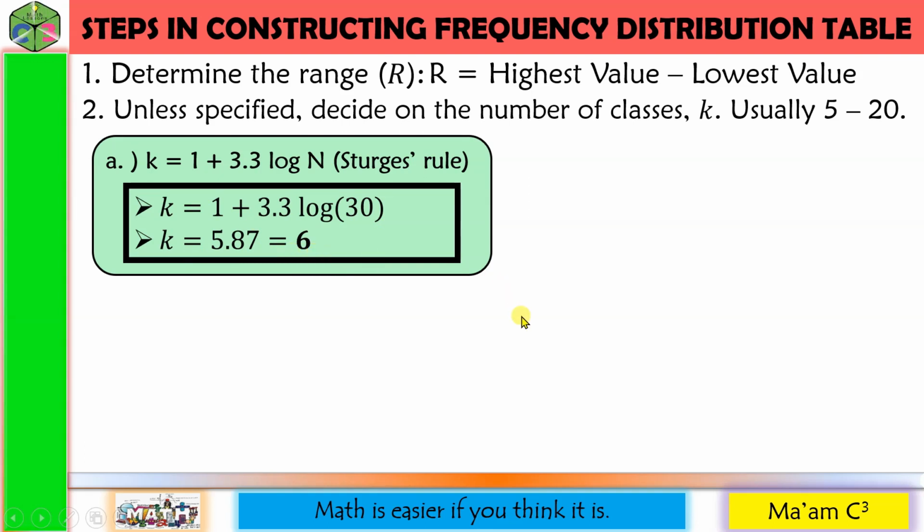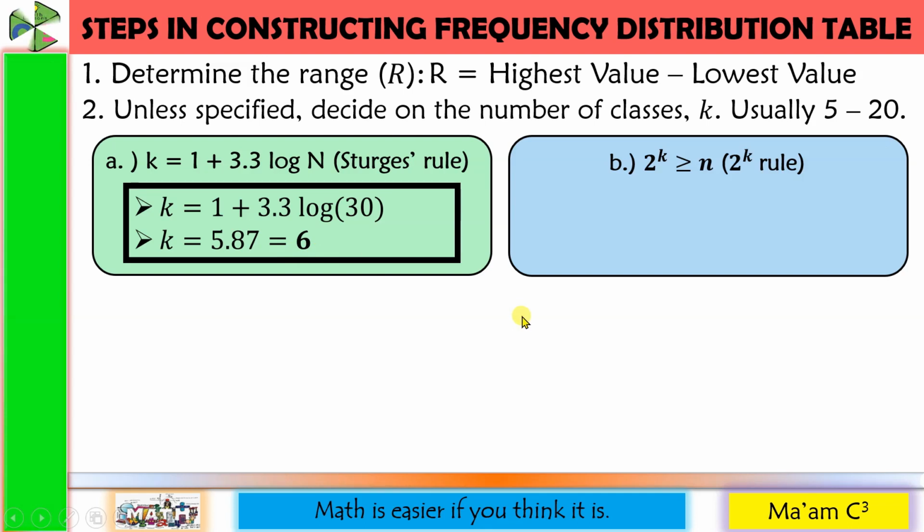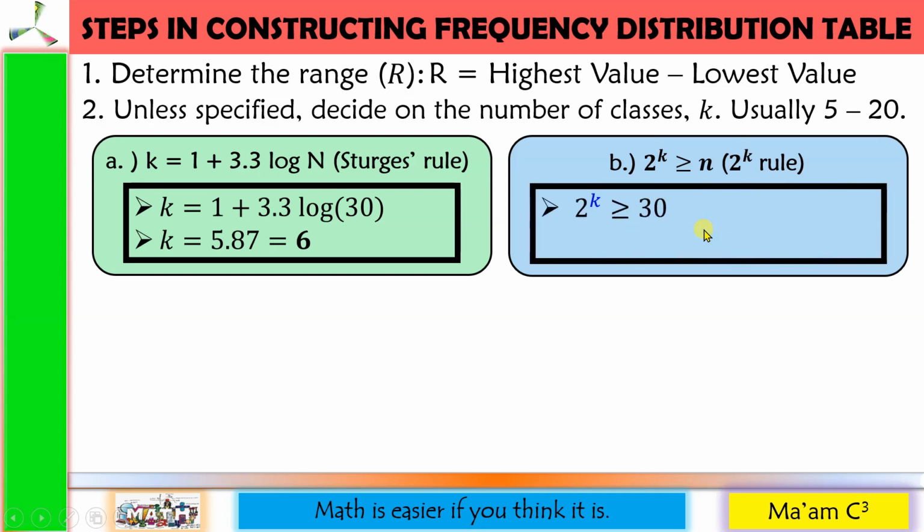Another method is the 2 raised to k rule. In this rule, 2 raised to k should be greater than or equal to n. N here is the number of observations. So let us say our n again is 30. So 2 raised to k should be greater than or equal to 30. We are going to look for a value of k such that when we evaluate 2 raised to k, it should be greater than or equal to 30.